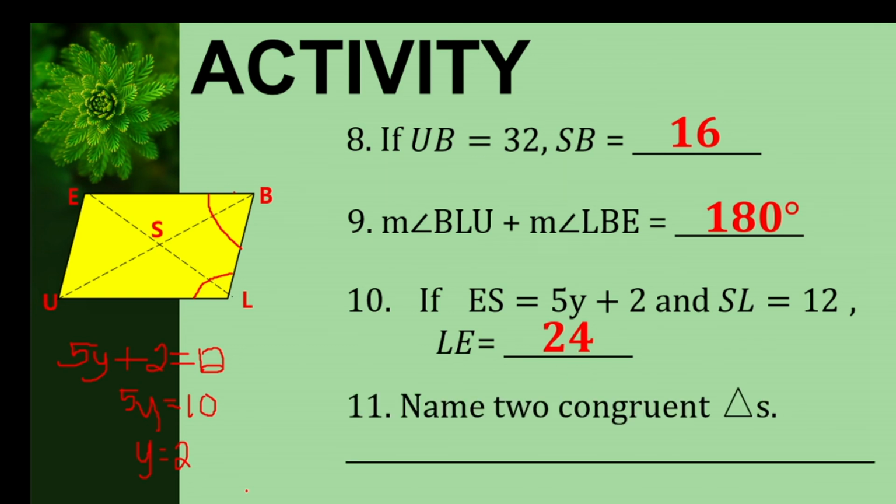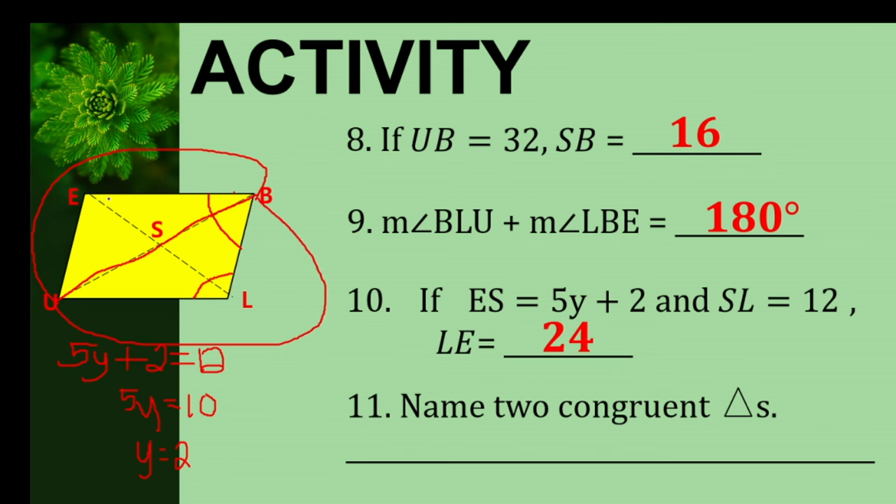Next, number 11. Name two congruent triangles. Based on the properties stated earlier, the diagonals of a parallelogram divide the parallelogram into two congruent triangles. So if we are going to take line segment UB, you can see that the parallelogram is divided into two congruent triangles, and those triangles are triangle BUE and triangle ULB.